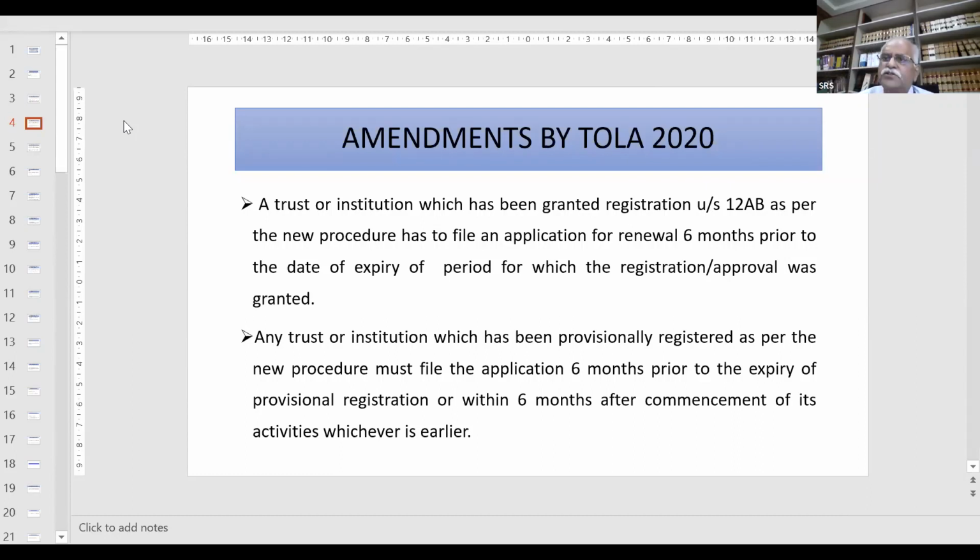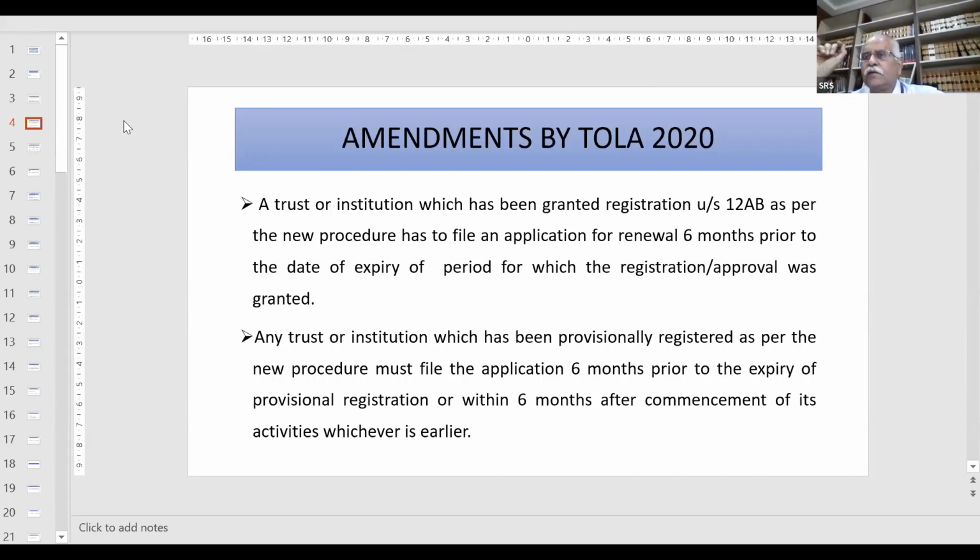So if you are already registered under section 12AB and your registration, let's say, is going to expire sometime in March 2027, then you have to make an application before 1st October 2026 for renewal of that registration. So it is very clear that the renewal is only for a specific period and you have to keep on renewing it every 5 years, and such an application should be filed 6 months prior to that.